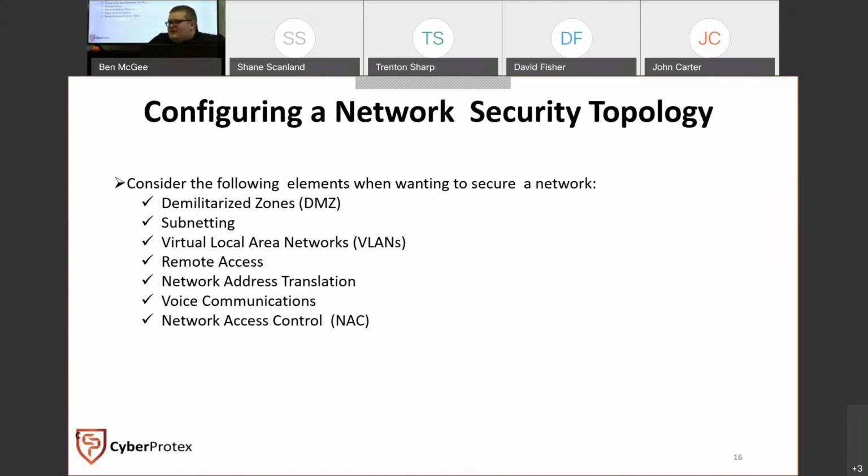And the last one is very simply network access control. That's thinking through how people are going to access your network. Are they connecting to a wireless access point? Are they wiring into the wall? Are they wiring to a switch? And thinking through that.